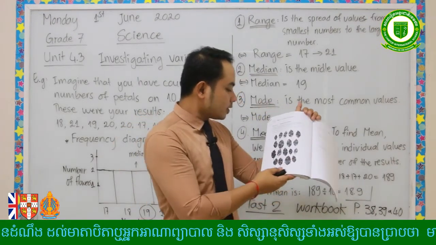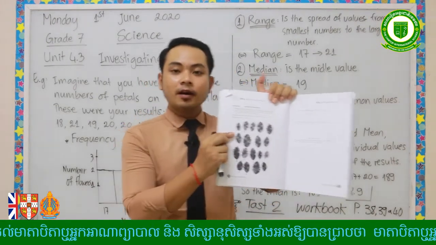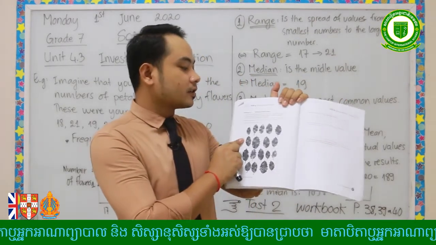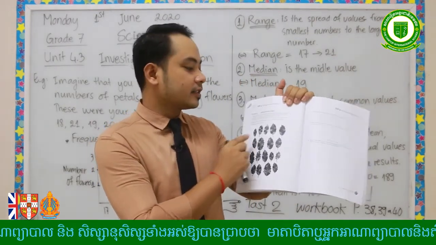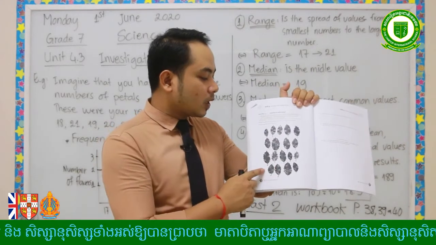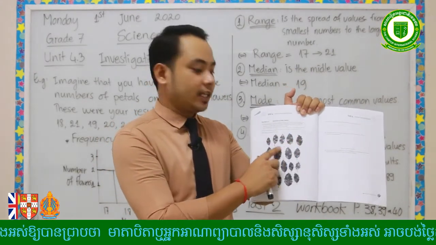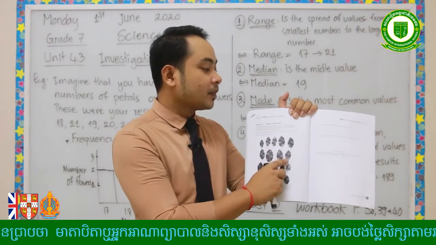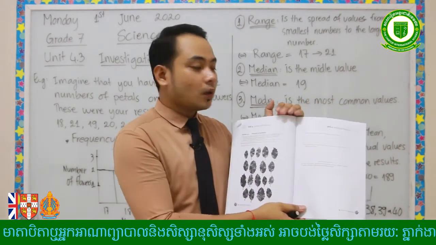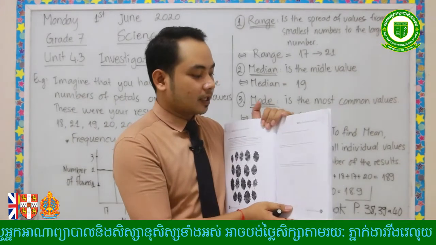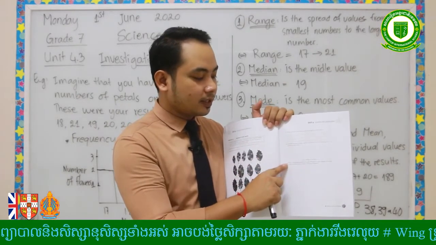On this page, you will see these are the flowers, the holly leaves. So you are going to count the prickles of each leaf and then write the number under it, okay? After that, you are going to answer the questions right here. There are 3 questions on the right here.